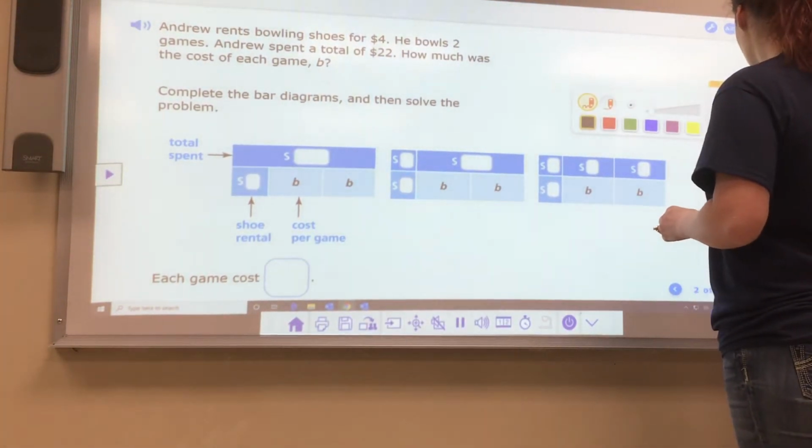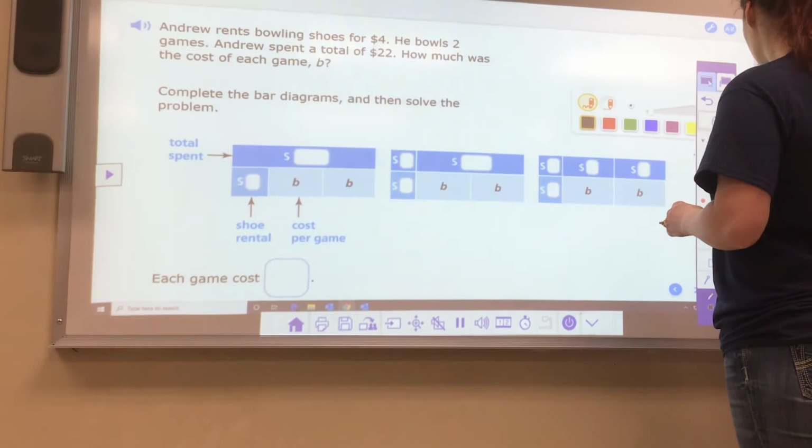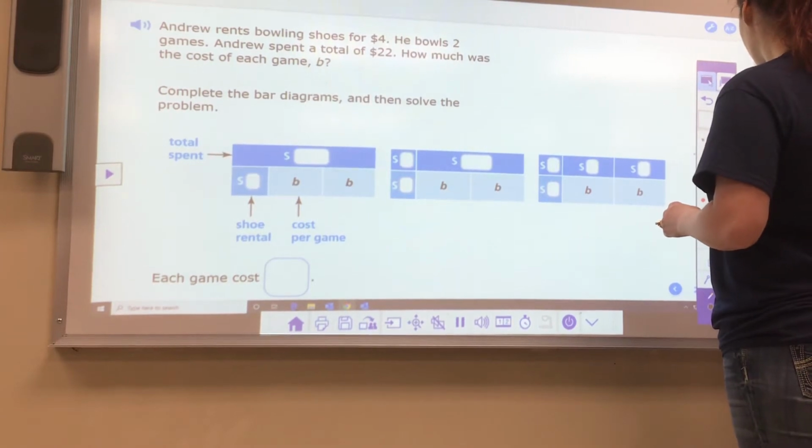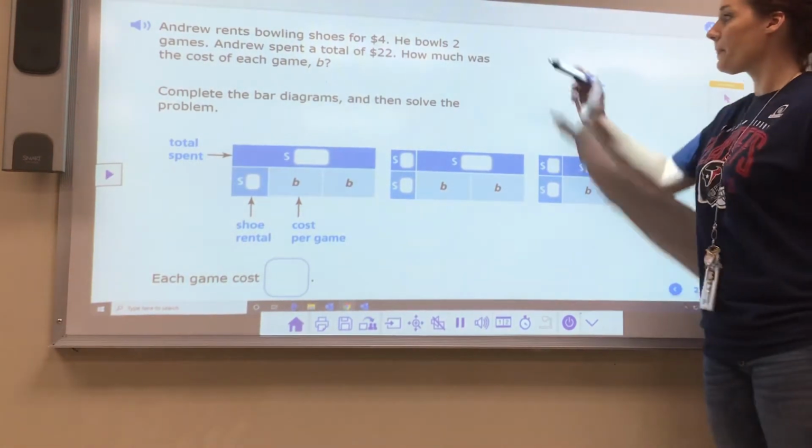Whoops. I don't know how to get rid of that. There it is. Got rid of it.